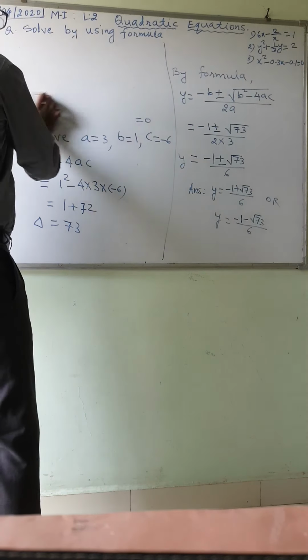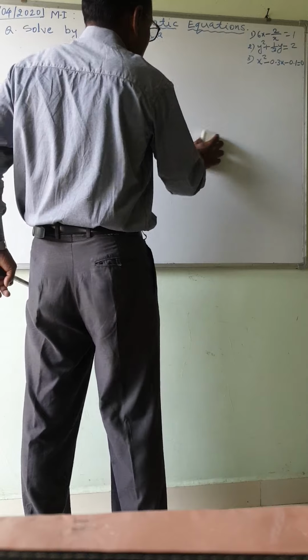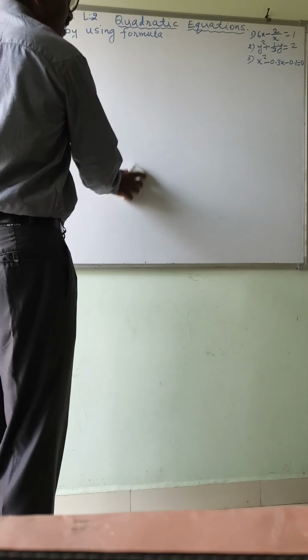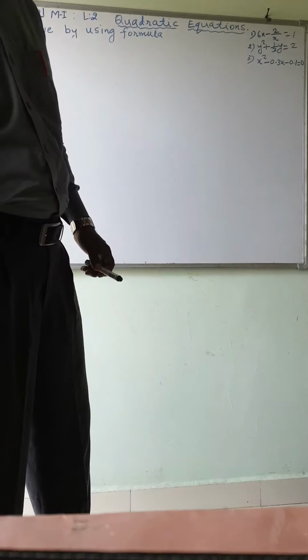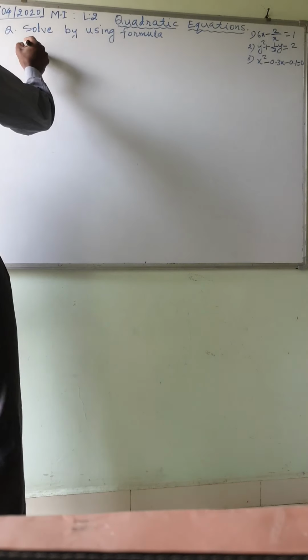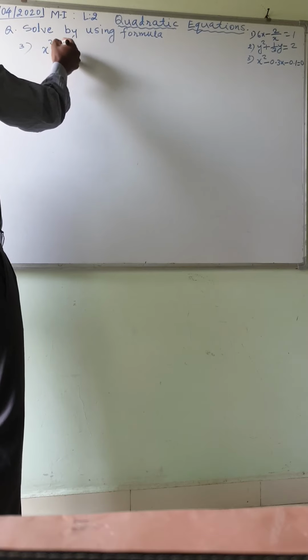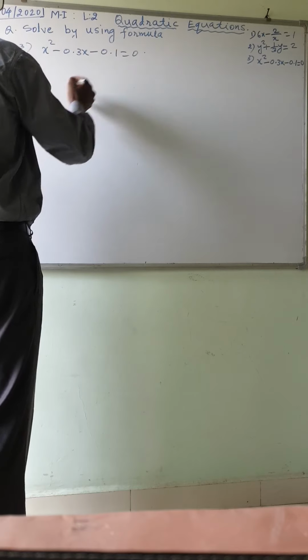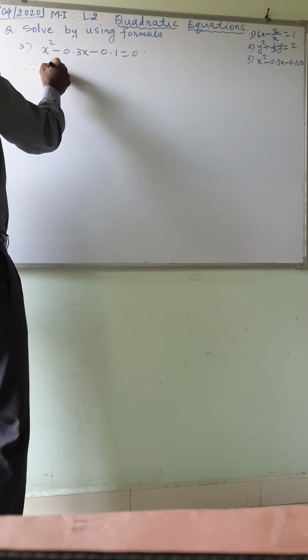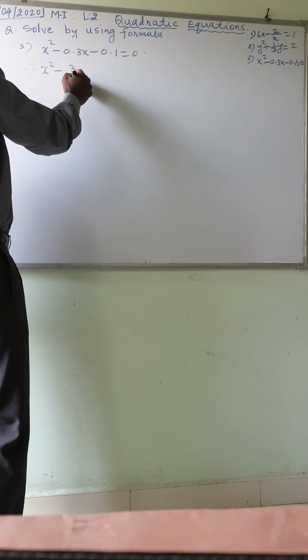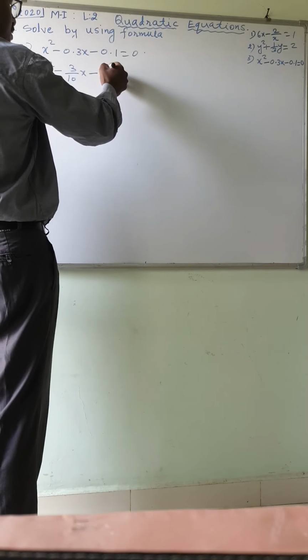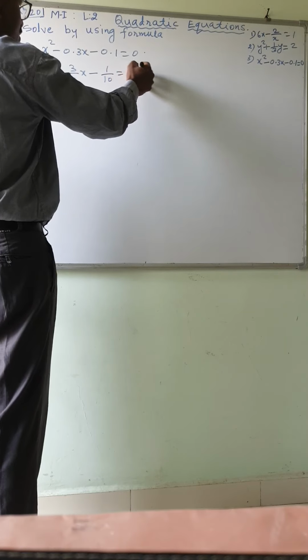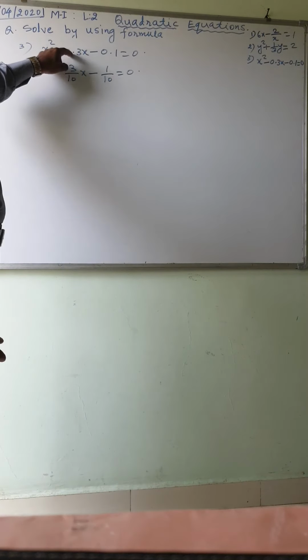In the third sum, only the decimals are given. That doesn't matter much. Instead of decimals, we will convert them into proper fractions. So third sum: x square minus 0.3x minus 0.1 is equal to 0. I will write therefore x square minus 3 upon 10 x minus 1 upon 10 is equal to 0. 0.3 means 3 upon 10.